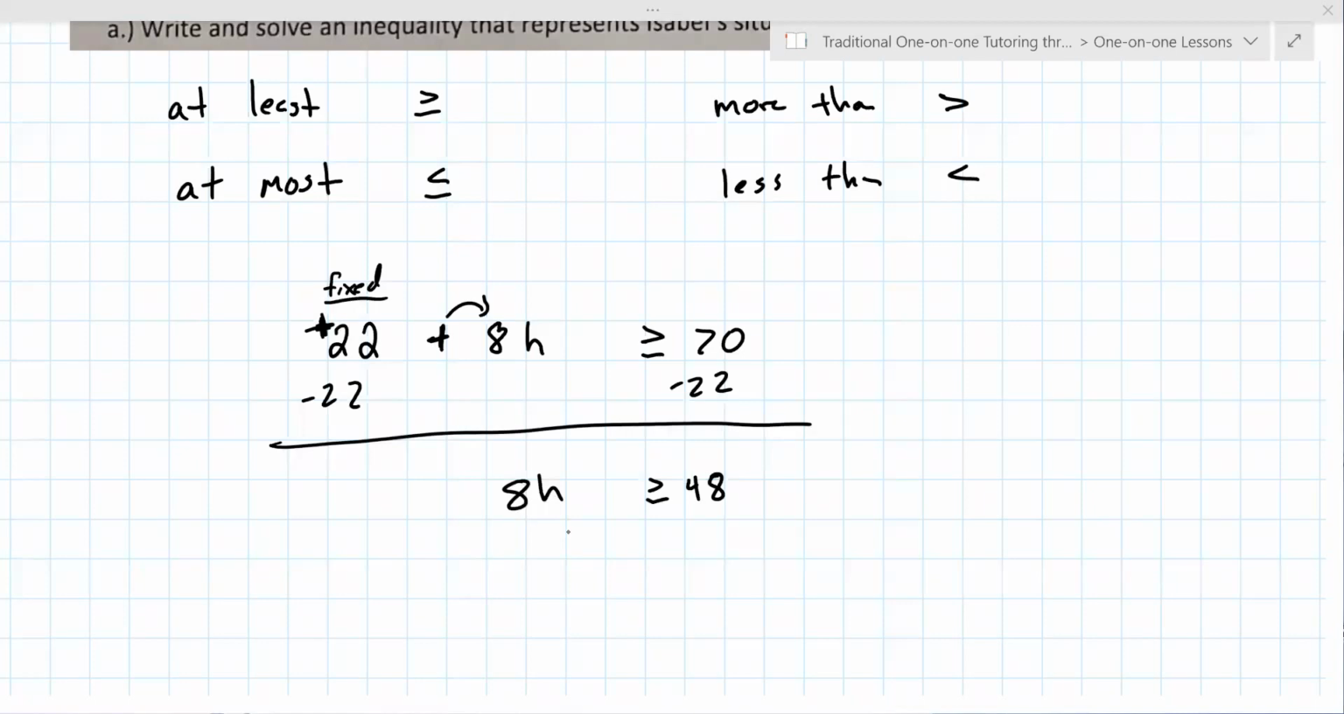I heard divide, I think. Excellent. Yep.